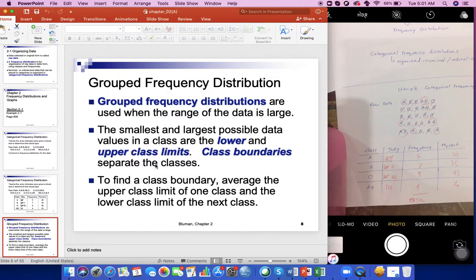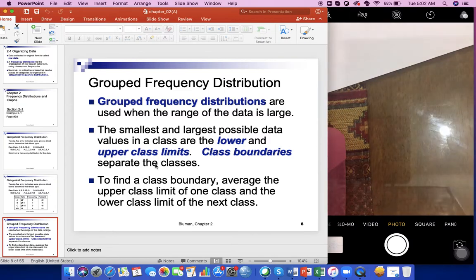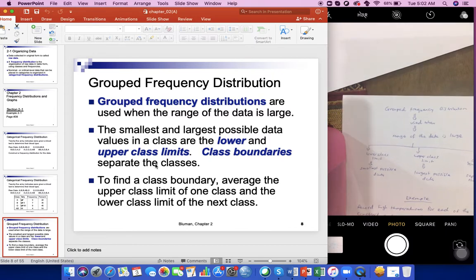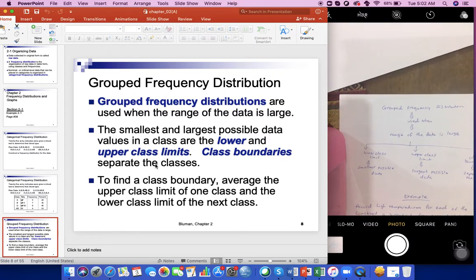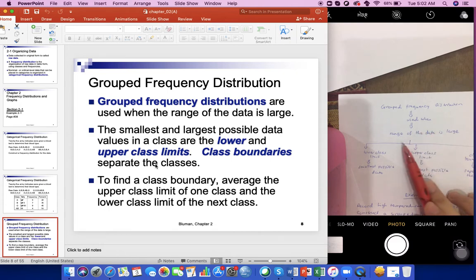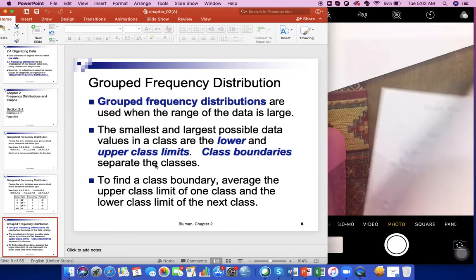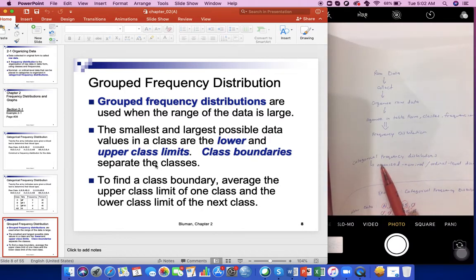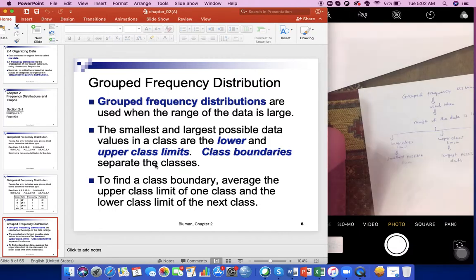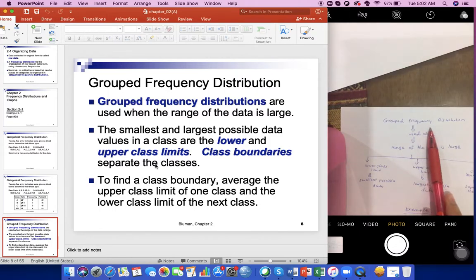Okay, next, group frequency distribution. Group frequency distribution is used when the range of the data is large. So this is the categorical frequency distribution, and this one is the group frequency distribution.